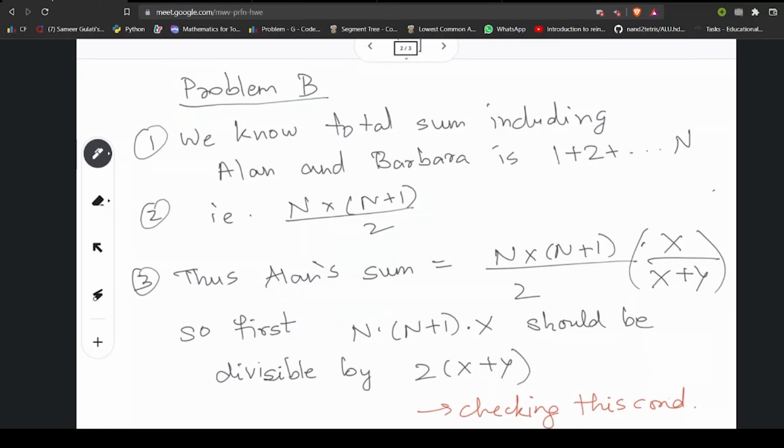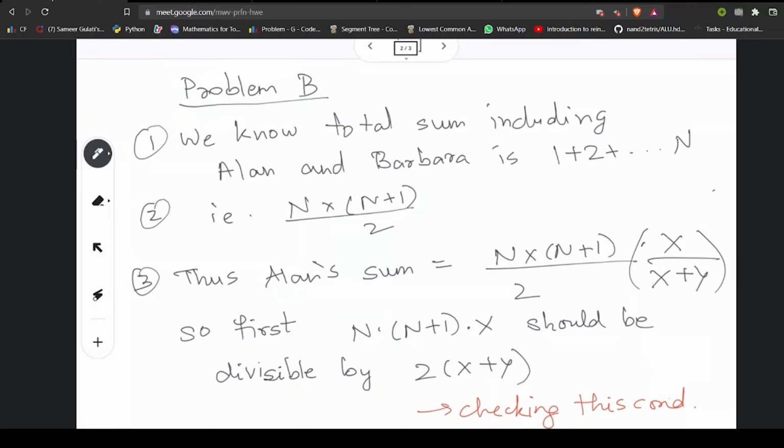So for this sum to even be a positive integer, since all of the possible numbers that Allen can take are positive integers, the sum can only be a positive integer. So this formula should also give a positive integral sum for Allen. For that we need to check if n times n plus 1 times x is divisible by 2 times x plus y. If it is not divisible, we can instantly say that it is not possible. Otherwise we can say that it is possible, and I will show it.